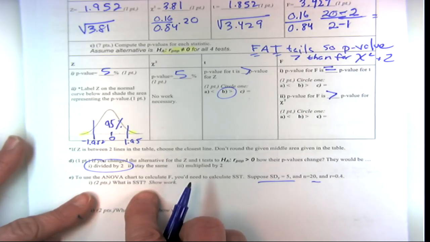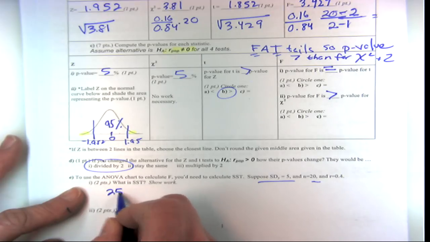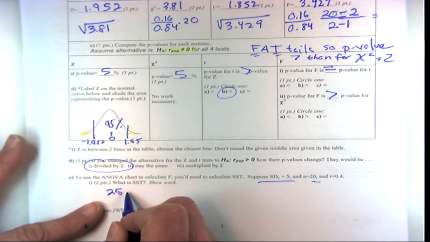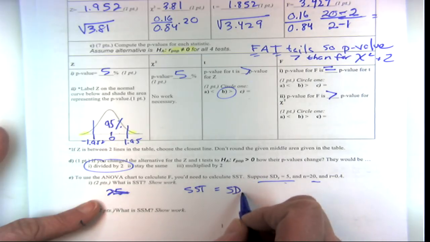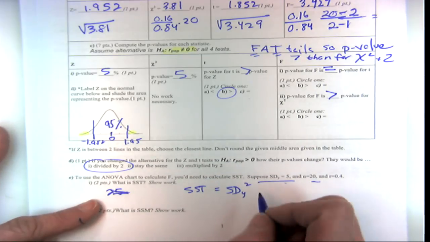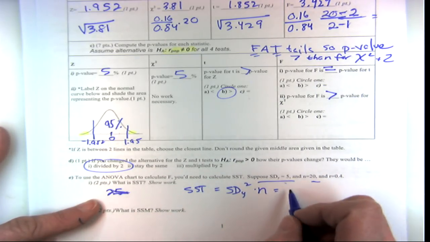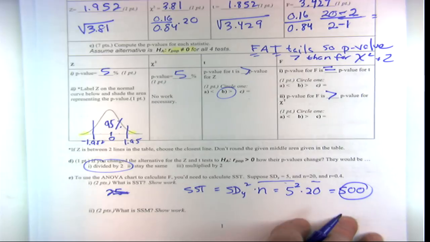Okay, so what is SST? Well, that would just be SD of the y's squared, right? That would give you the variance, and then you have to multiply by n. So in this case, it's going to be 5 squared times 20, which is 500. All right, does that make sense?